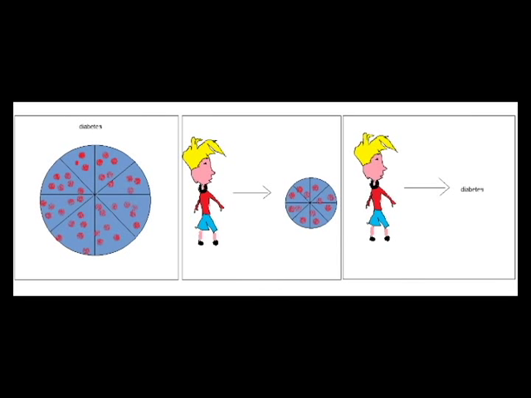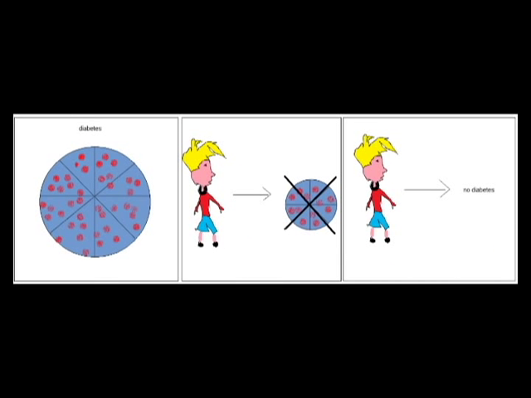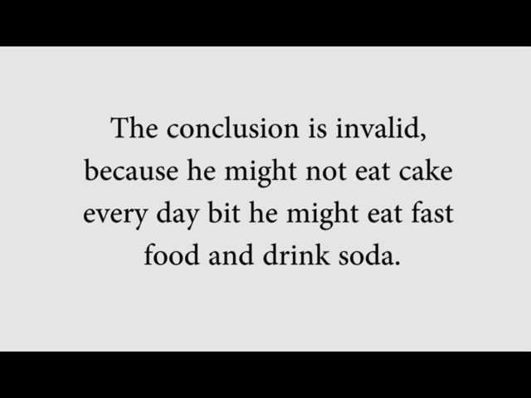Johnny eats cake every day. Johnny is placing himself at risk for diabetes. This is a valid example. Johnny does not eat cake every day. Johnny is not placing himself at risk for diabetes. This example is invalid. The conclusion is invalid because he might not eat cake every day, but he might eat fast food and drink soda, for example.